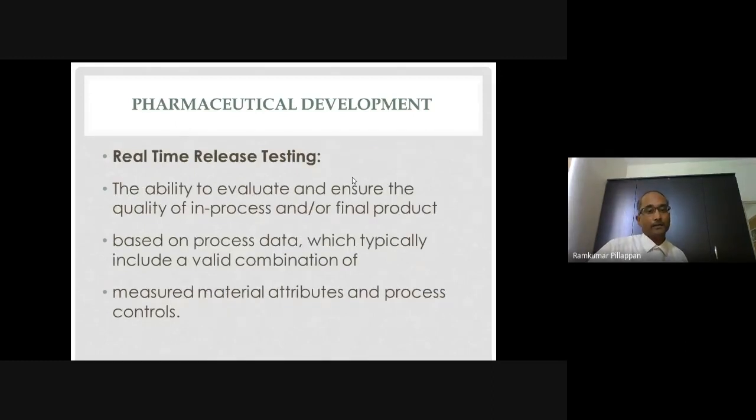Real-time release testing is again a term which is very frequently used. It means testing should be done in process as well as sometimes on the final product. So we have to know what the quality is during the manufacture, or immediately after the manufacture, or while in the warehouse, or sometimes in transit.